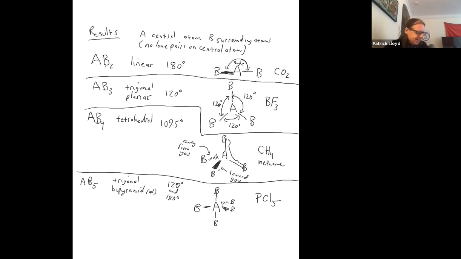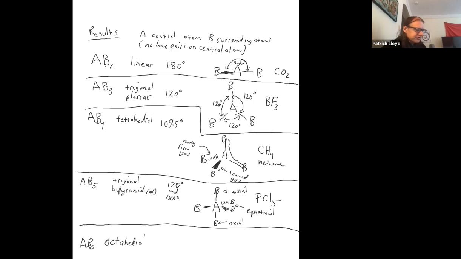Okay, and then the last one of this group. Now remember, these ones in here are called equatorial, and this is called axial. The last one, AB6, we're not going to go any further than that with this group. This one's called octahedral. Even though octahedral sounds like it starts with an 8, octa, 8. Well, the 8 comes about.